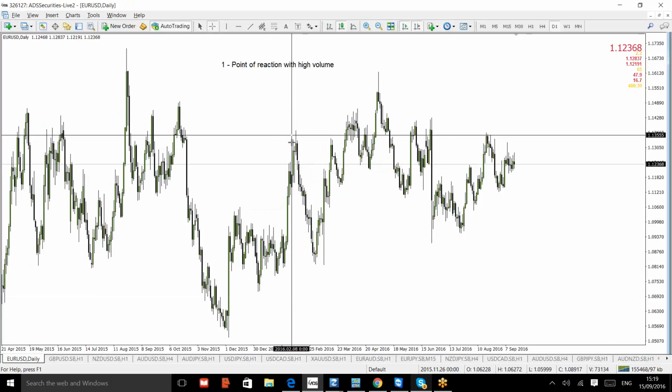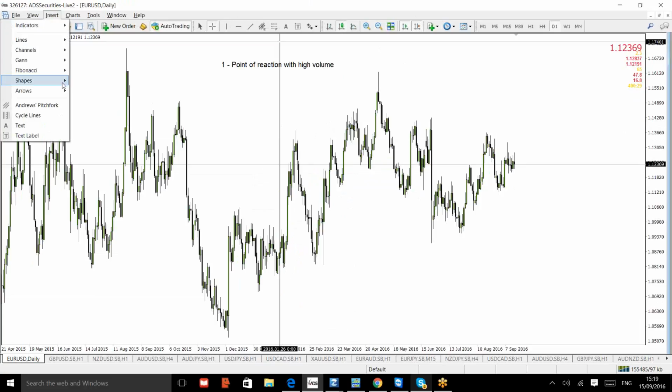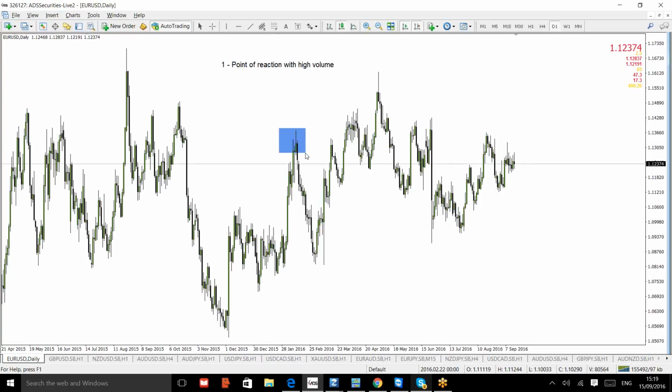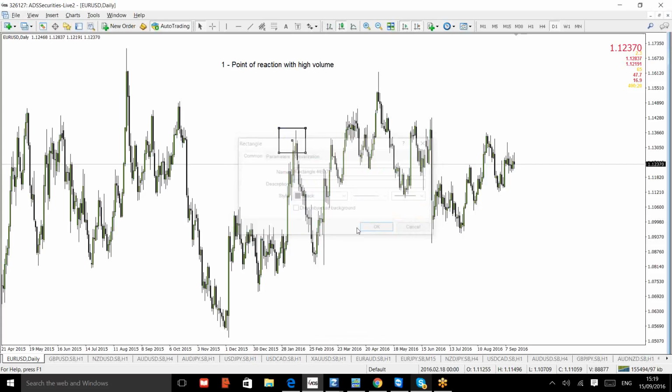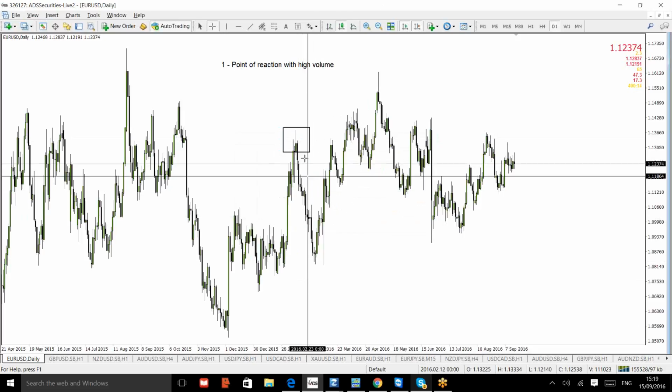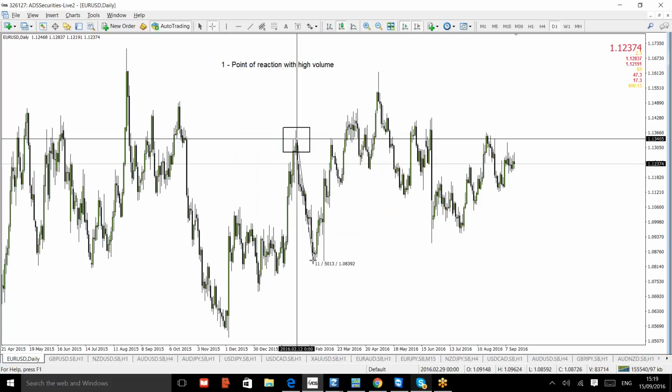You see this point here. Okay, you see this point, right, guys? From here, the market reacted to the downside. Look at the reaction: 501 pips. Does it make sense, guys? Do you understand what the point of reaction means? Acknowledge it, guys.